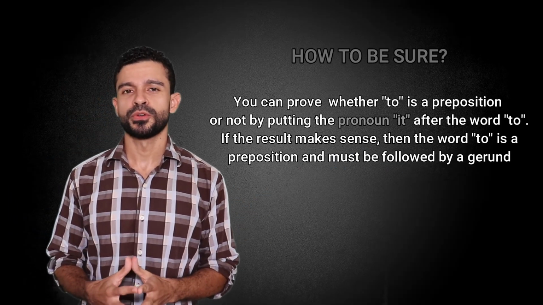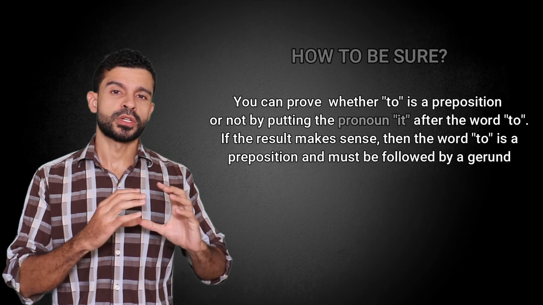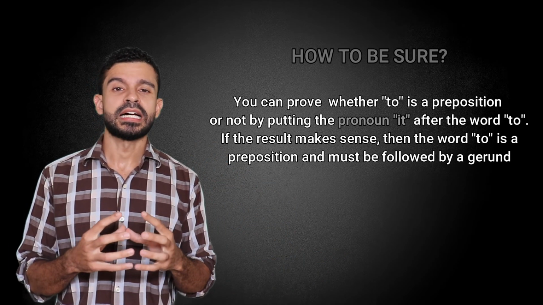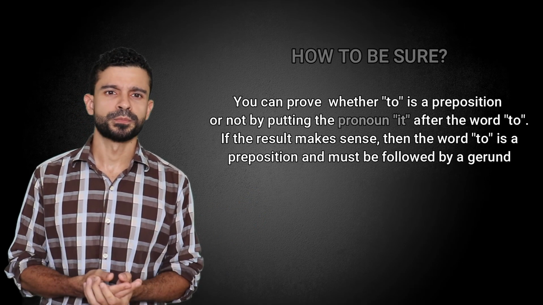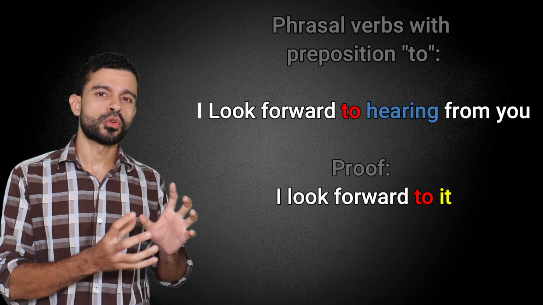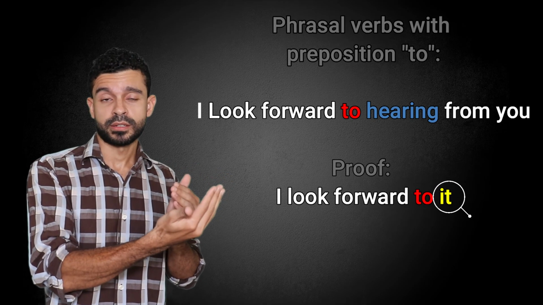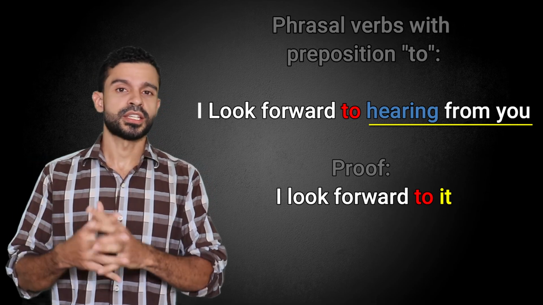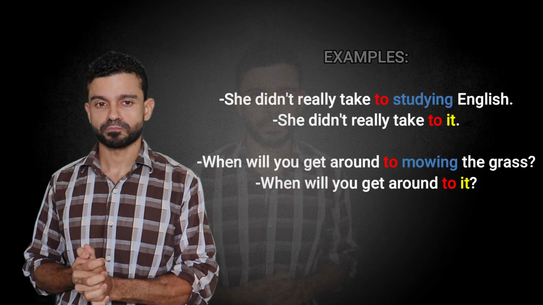So a simple way to double check if what comes after the word to is a gerund or an infinitive is by replacing that word with the pronoun it. For example, in the case of I look forward to hearing from you or to seeing you, I can replace that by it. I look forward to it. And if it makes sense, then it is a gerund. This is a very simple way to double check it. And you can check out the other examples I'm leaving on screen.